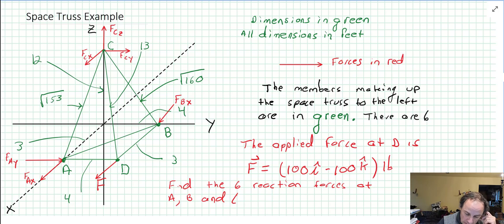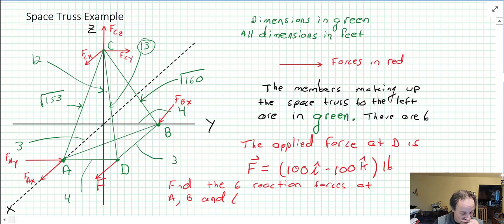The numbers associated with the curved arrows pointing at them are the dimensions of those particular members. And then you have forces at each point. The only applied force is at point D, and that's given here. We're given what the applied force is. We're asked to find the reaction forces at A, B, and C. There's 2 reaction forces at A, 1 at B, 3 at C.